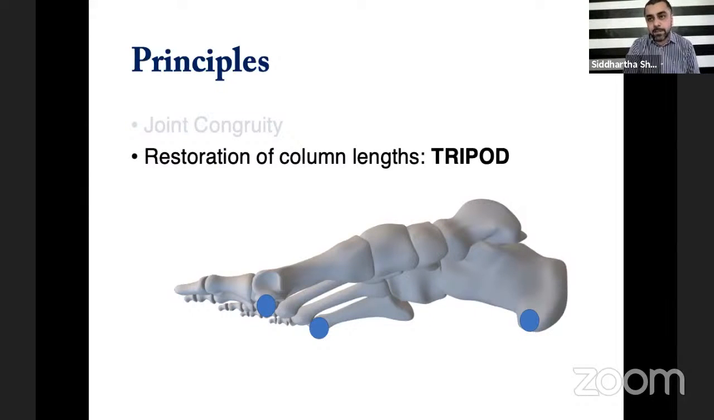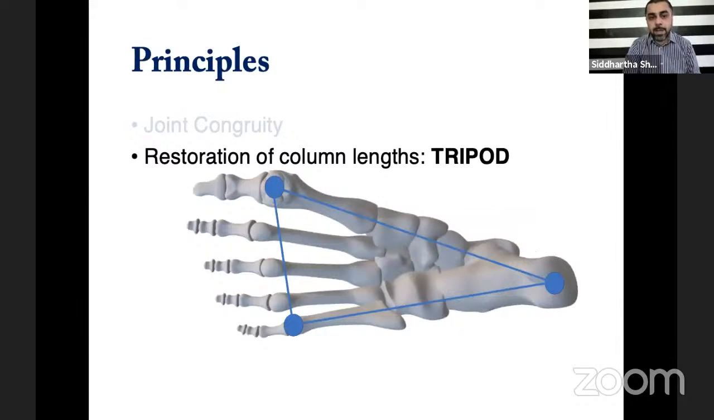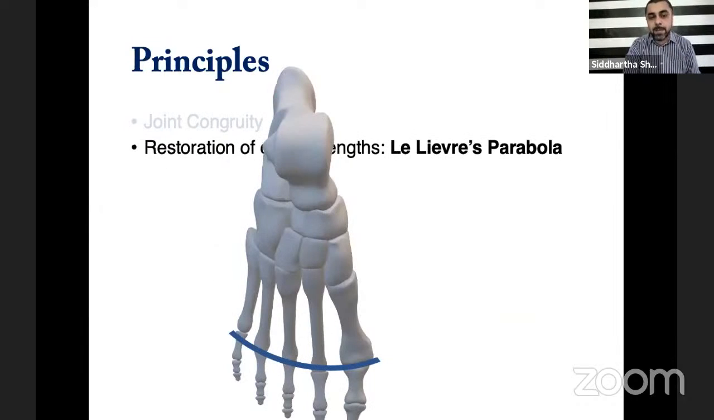Mind you, this is not the first metatarsal per se, but it is the medial and the lateral sesamoids which bear the weight under the first metatarsal. On the lateral side, you have the base of the fifth metatarsal, and then you have the plantar surface of the calcaneus. So a normal tripod is essential for normal ambulation, and you can see that from the plantar aspect.